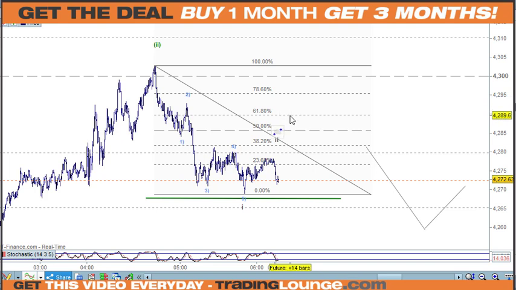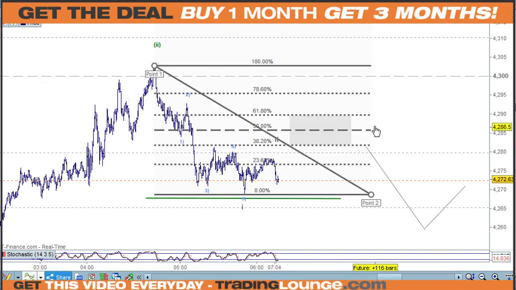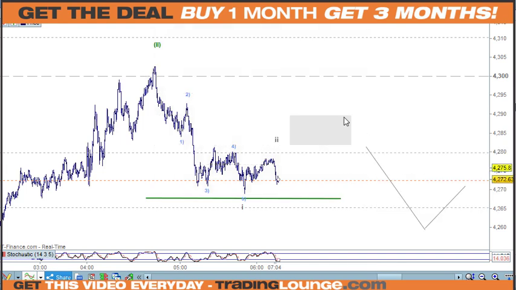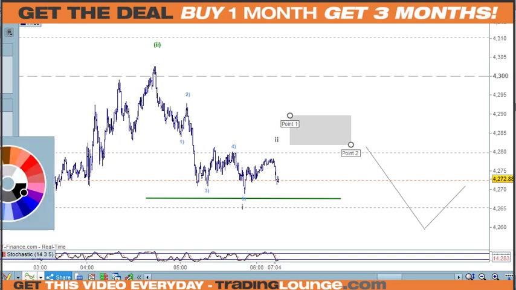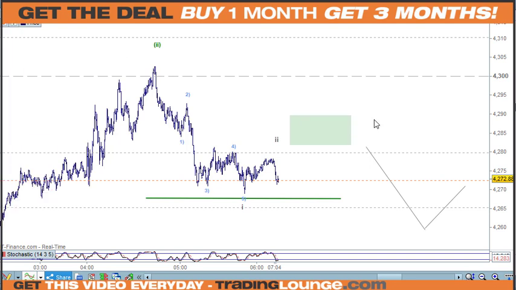So this is the 61.8% and the 50, and I'm going to bring it down to the 40 here. Because we've got 2 sets of 5 waves here, it means that we need to short the rallies. So we're going to paint that green. And maybe we go into this. Maybe we just drop straight from here.